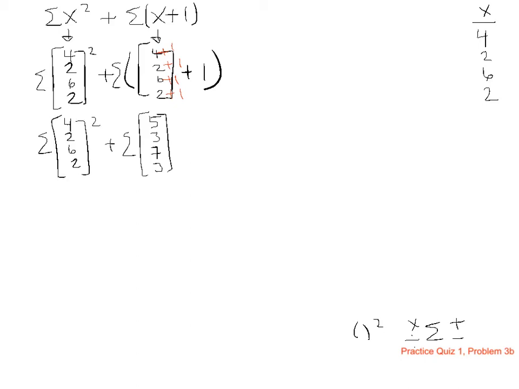Okay, the next operation in my order is the squaring, and here I have squaring. So I'm going to square each of these numbers. And so now I have a new list: 4 squared is 16, 2 squared is 4, 6 squared is 36, and 2 squared is 4. So now that squaring goes away, and I'm left with summation. And I'm going to bring down this piece all together.